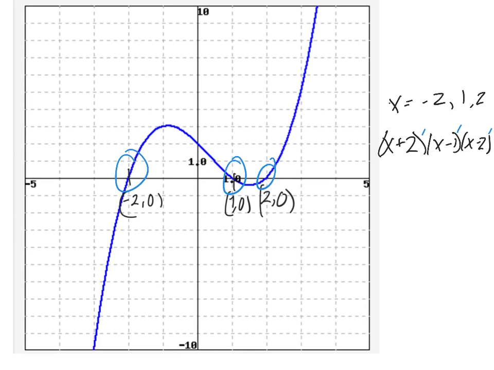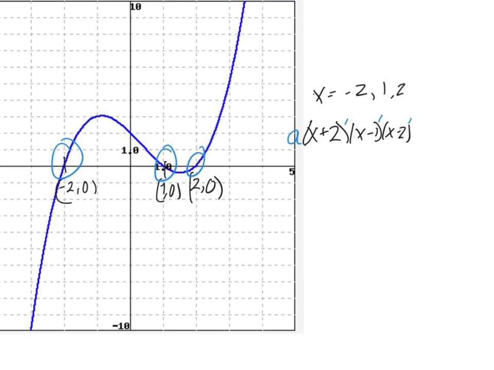Then we have to take into consideration that we don't know what the leading coefficient is, so I just put it as a. So what I have right now is my function f(x) is equal to a times (x plus 2), and I can raise it to the 1 power. I can just put (x plus 2)(x minus 1)(x minus 2).